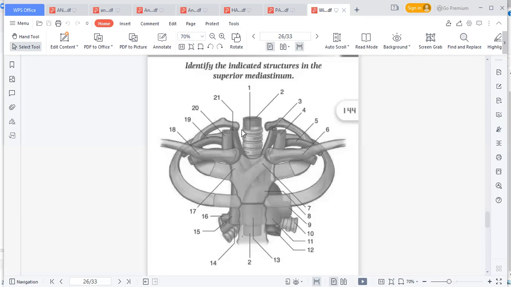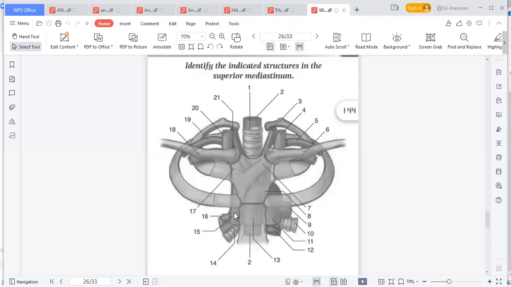which one is specifically the right internal common carotid artery. 20 is the right internal jugular vein. 19 is the right subclavian vein. Number 18 is right subclavian. Sorry, 19 is the right subclavian artery. 18 is the right subclavian vein, because it is larger than the artery.